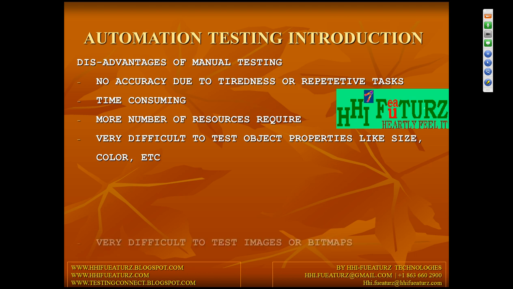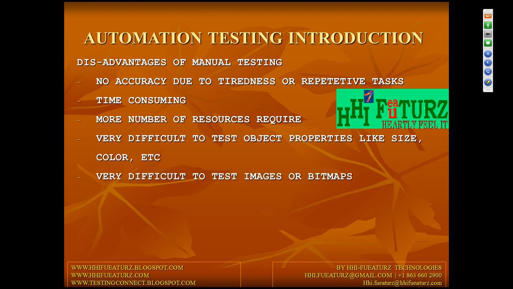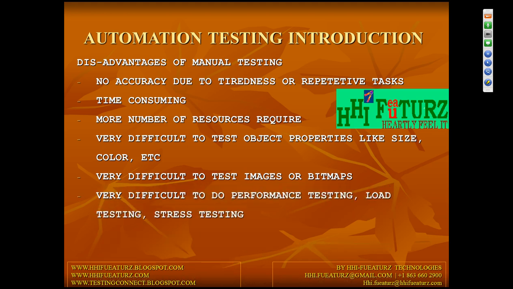Okay, and like images and bitmaps, another thing is size. Suppose there is one text box. The text box size, what is the x coordinate, what is the y coordinate, what is the length, what is the width, you have to validate. We cannot validate that, right? So that is object properties. And it is very difficult to do performance testing.